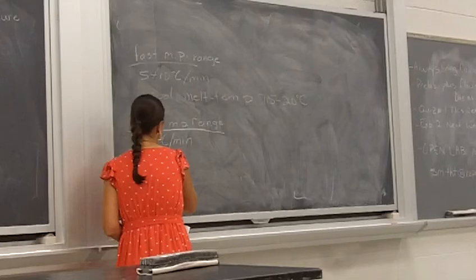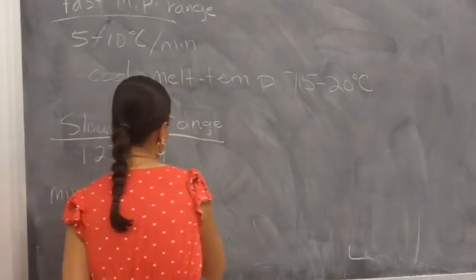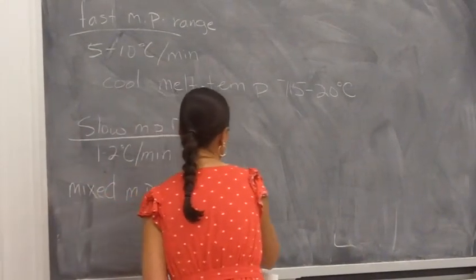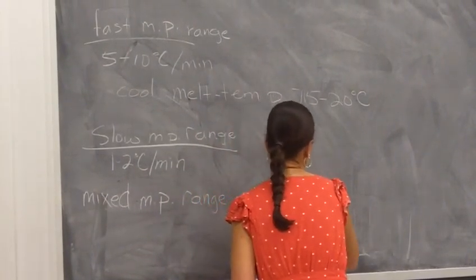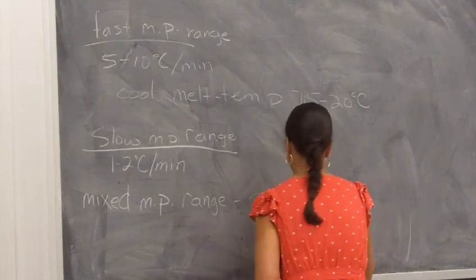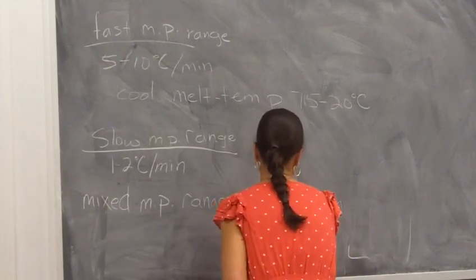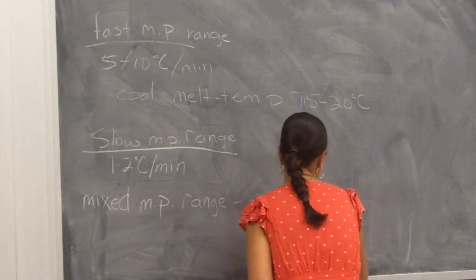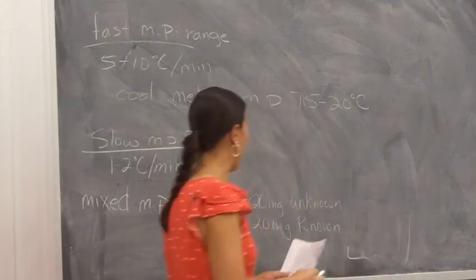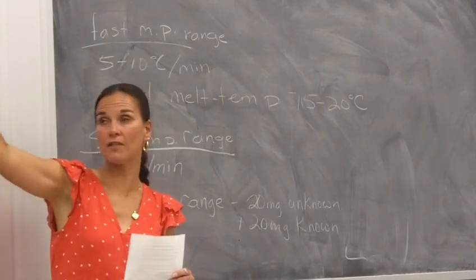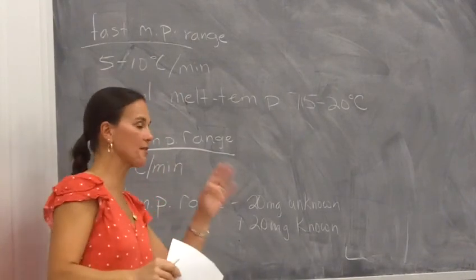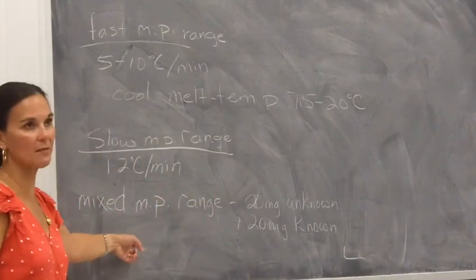The other thing that we're going to have you do for the acid is a mixed melting point range, okay? And what you are going to do to prepare for that is you're going to take 20 milligrams of your unknown plus 20 milligrams of known acid. So in the labs, we have vials, and we'll show you where they are this week, of these known versions of these compounds, okay? For the carboxylic acid only, you're going to take a mixed melting point.